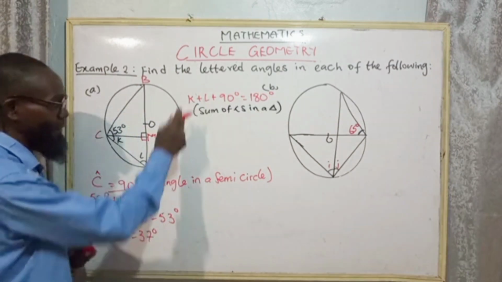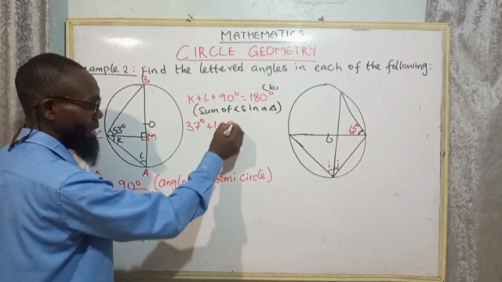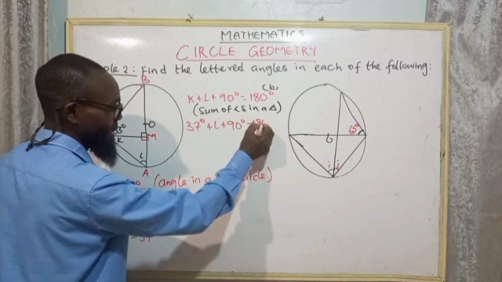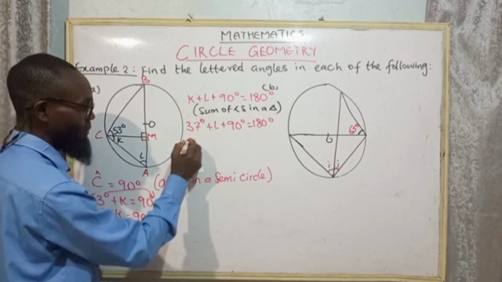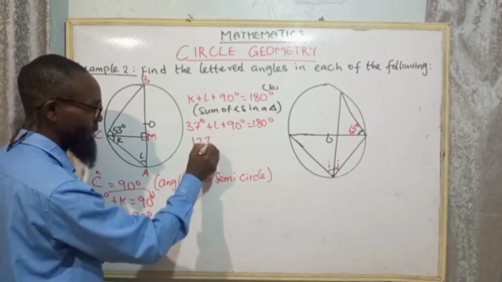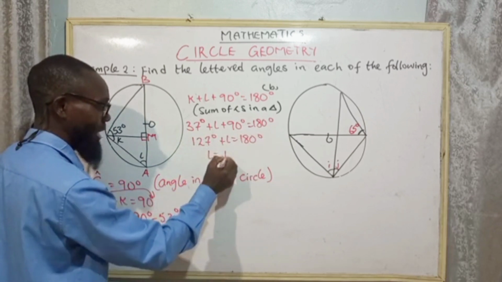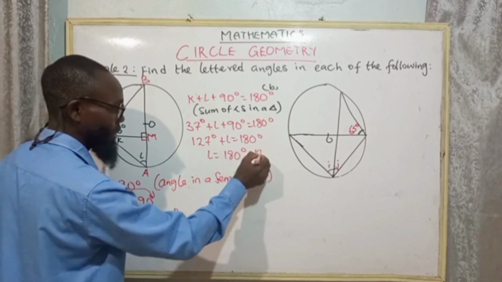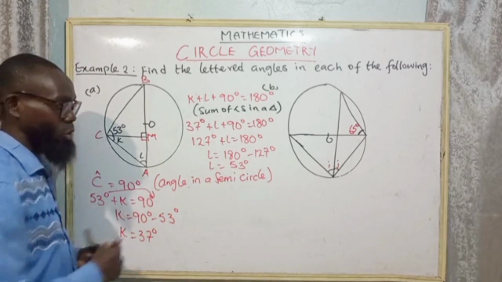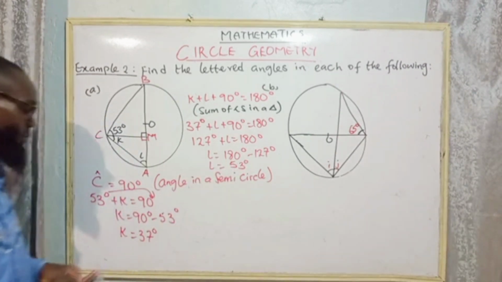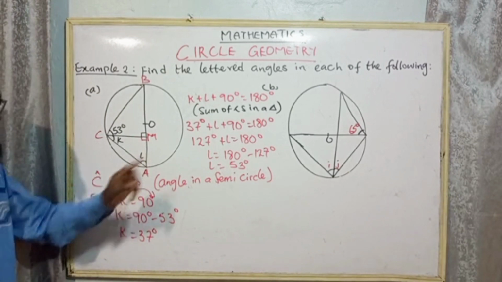When we get that, our k is 37 degrees plus L plus 90 degrees equals 180 degrees. 37 plus 90 degrees, so we have 127 degrees plus L equals 180 degrees. My L equals 180 degrees minus 127 degrees. So my L equals 53 degrees. So I've gotten the value of k to be 37 degrees and the value of L to be 53 degrees.